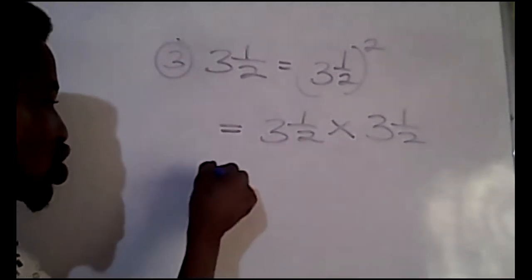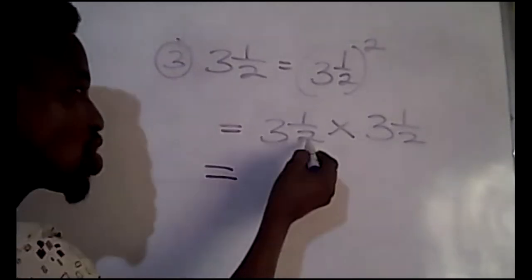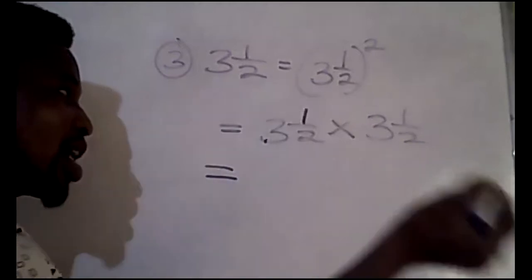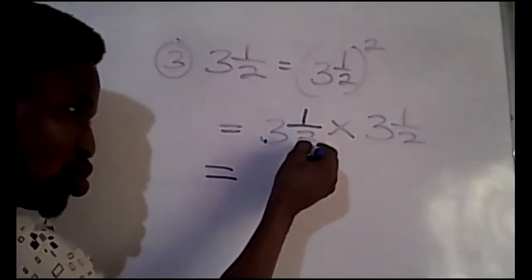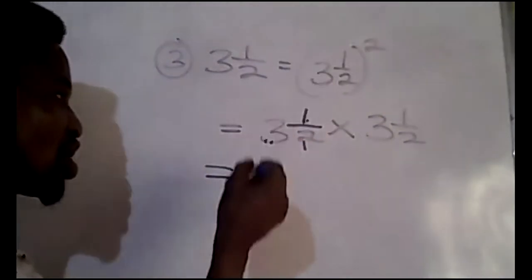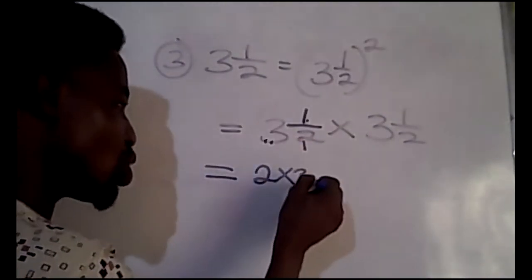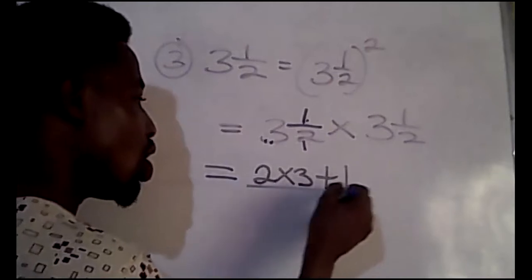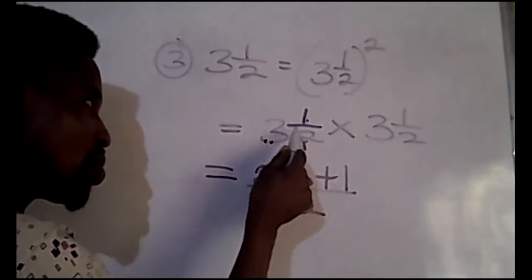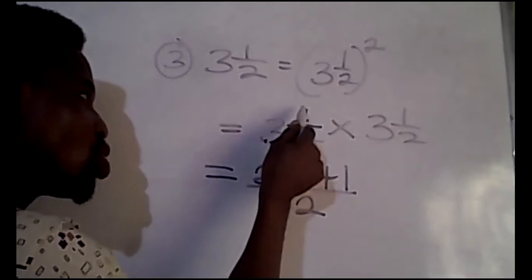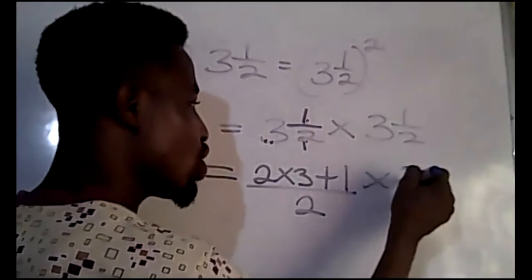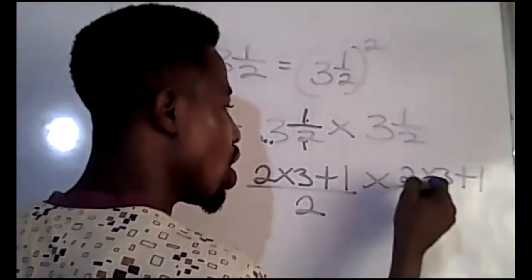So let's change this to an improper fraction. How do we do that? You say the denominator multiplied by the whole number plus the numerator. I go again. Denominator 2 multiplied by whole number 3 plus the numerator 1. So it is 2 times 3 plus 1 over the denominator 2. So you do the same for the other side. So you have 2 times 3 plus 1 over 2.